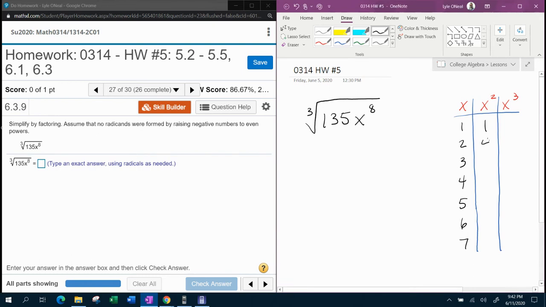2 squared is 4, 3 squared is 9. So we're just generating perfect squares here. 16, 25, 6 squared, 36, 49. 7 is about as far as you need to go.